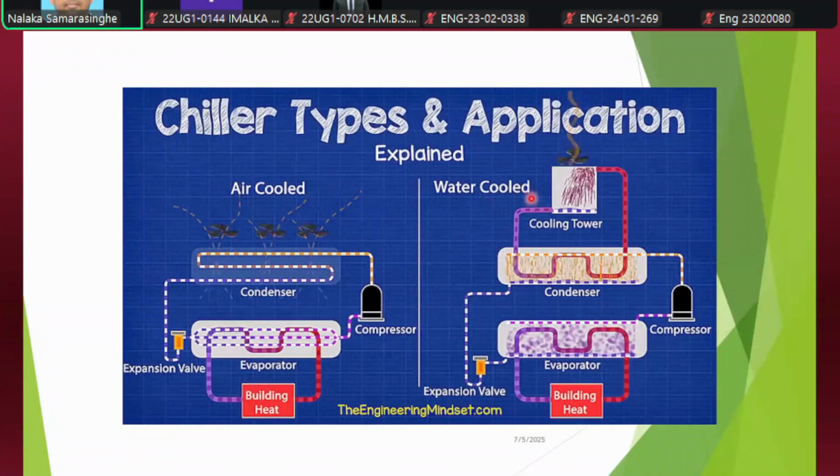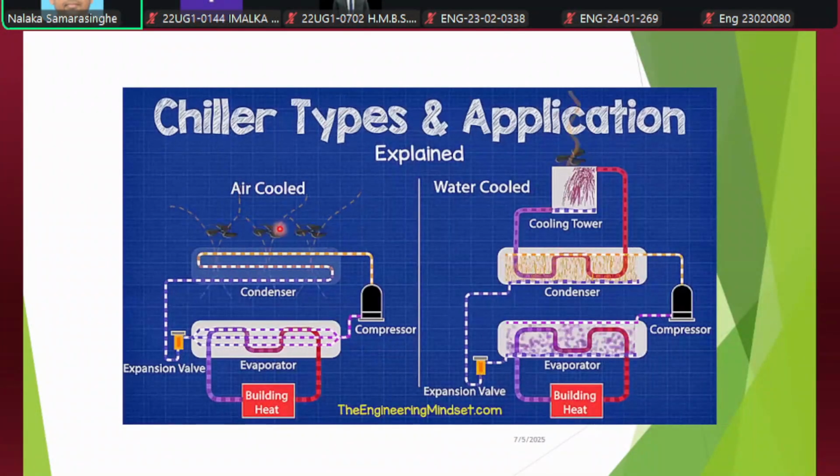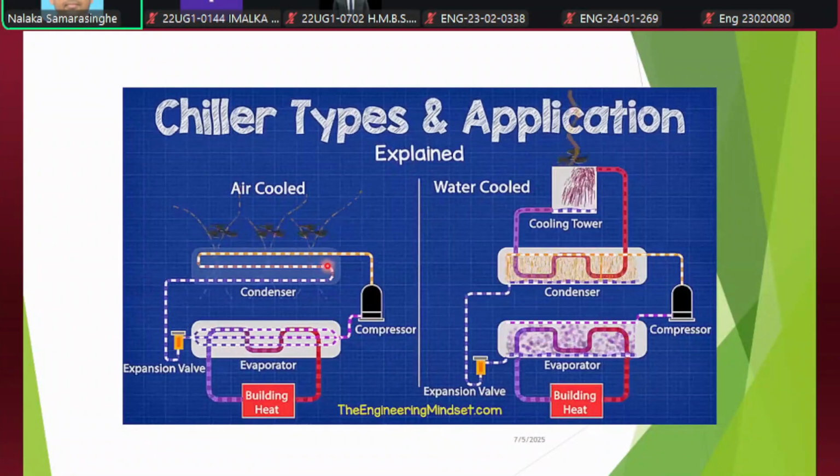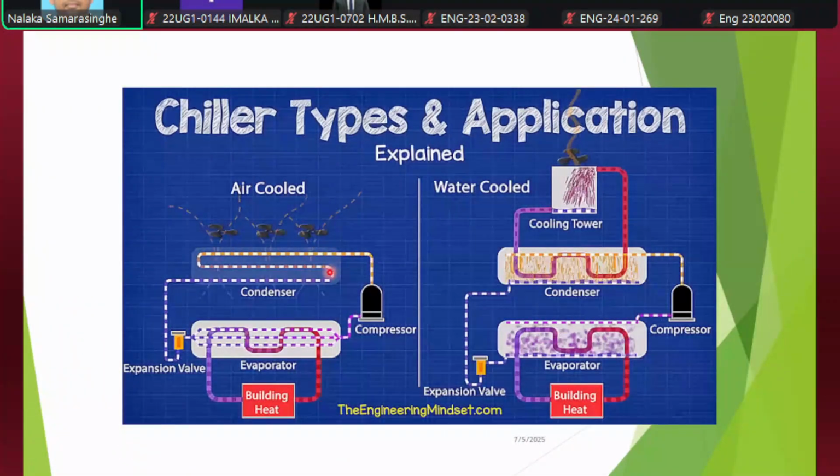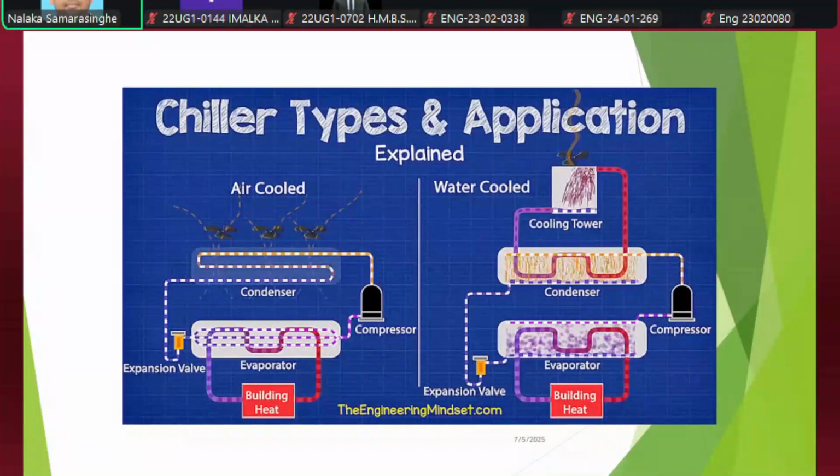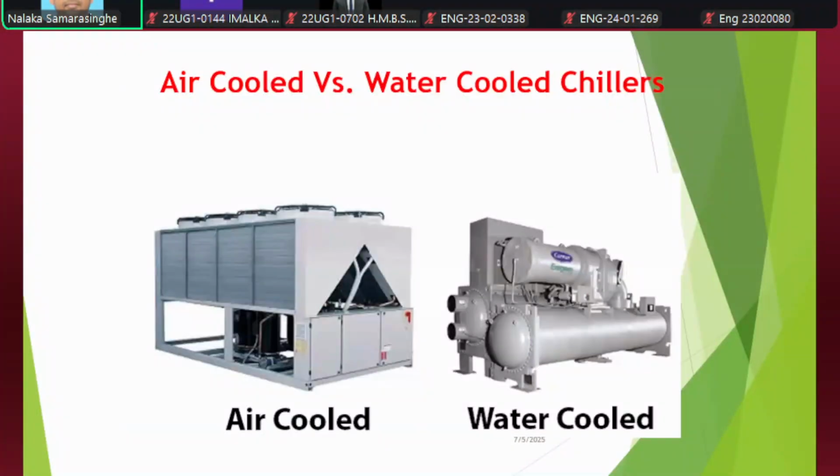Only the water cooled condenser will use the cooling tower for heat rejection purposes. But here we use fresh air blown over the condenser coil to cool it. Okay, if you move to the next slide, you can see this is the condenser unit of an air cooled chiller unit.